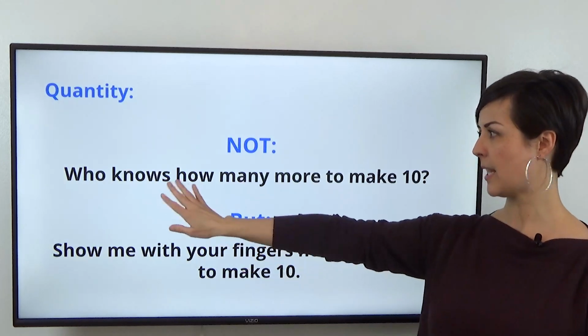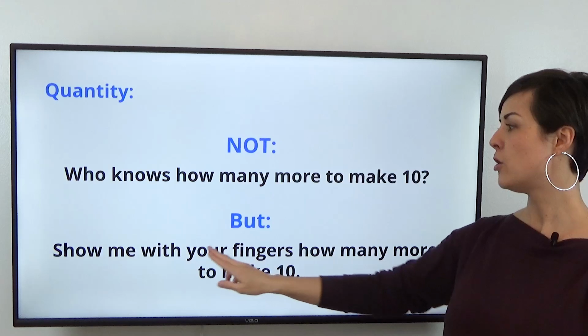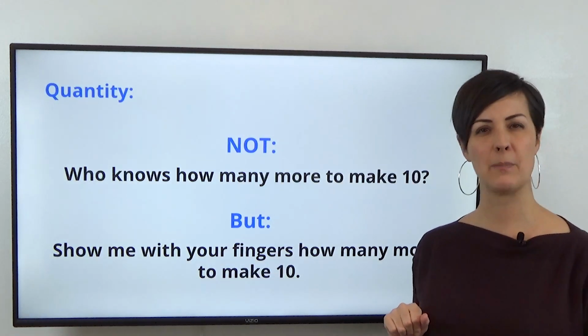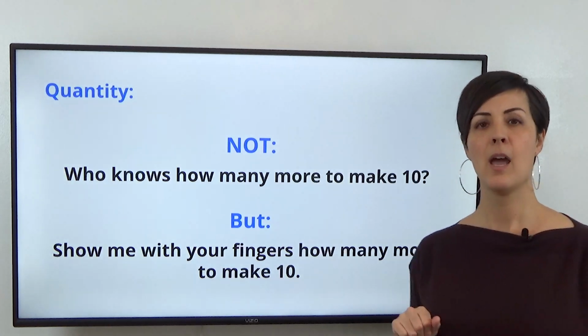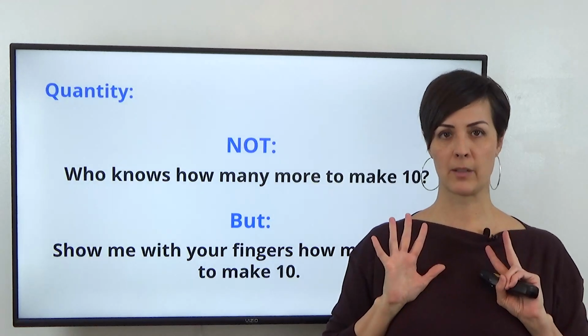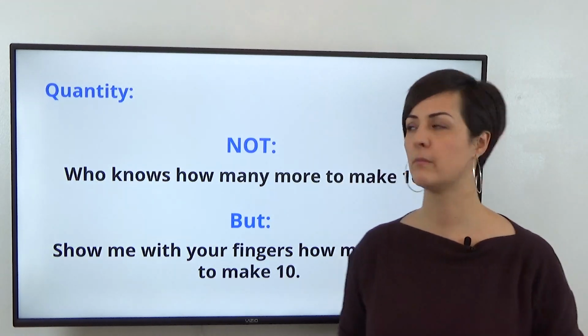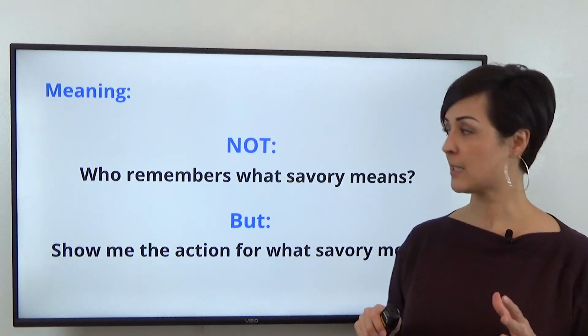So for instance, instead of who knows how many more I need in order to make 10, I would say, show me with your fingers how many more do I need to make 10. If I have 3, how many more to make 10? Show me under your chin, and for the same reason, I'm watching for kids to show me under their chin the answer 7.